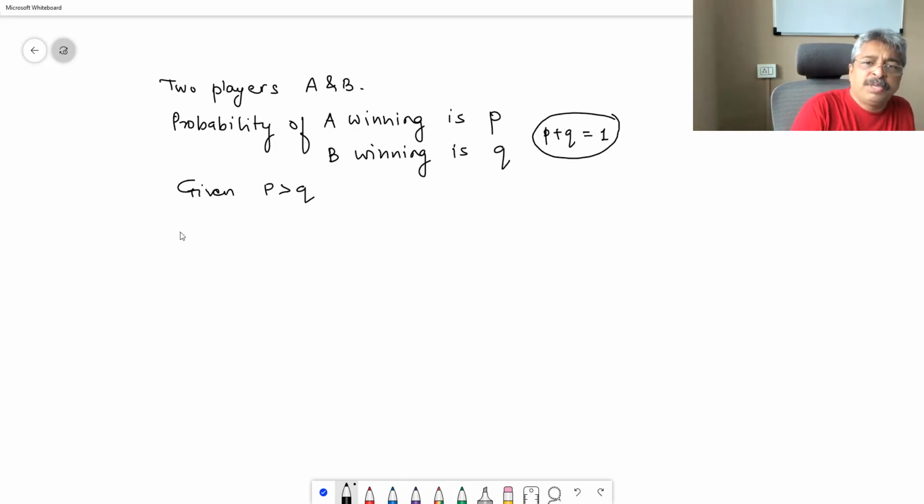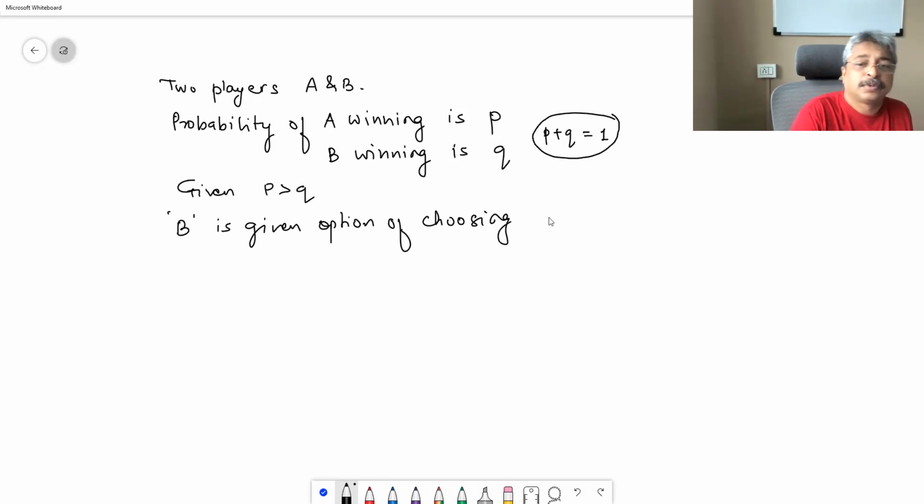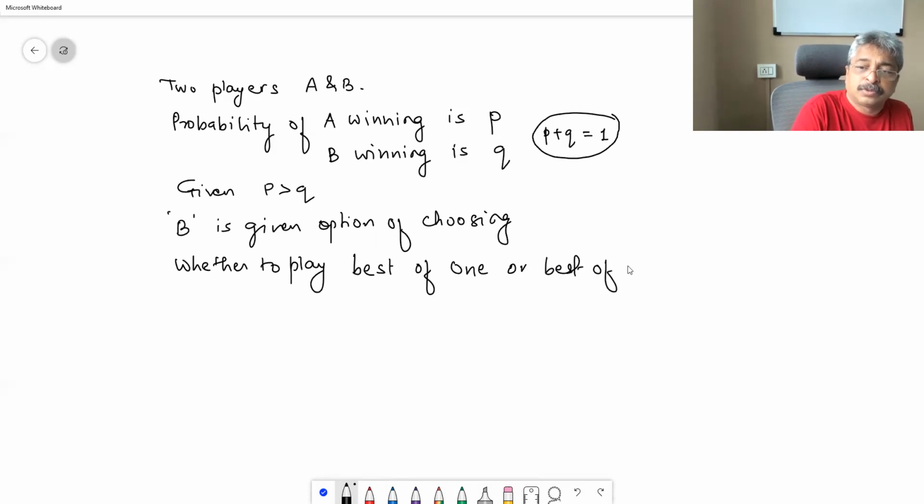B comes to you. So now B has been given option of choosing whether to play best of 1 or best of 3. What do I mean by that?